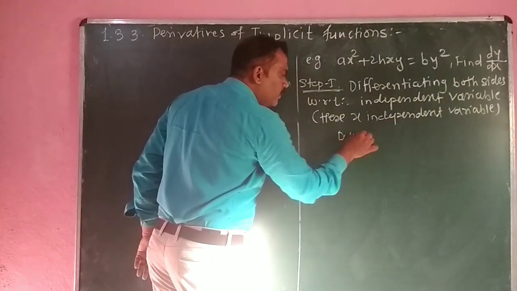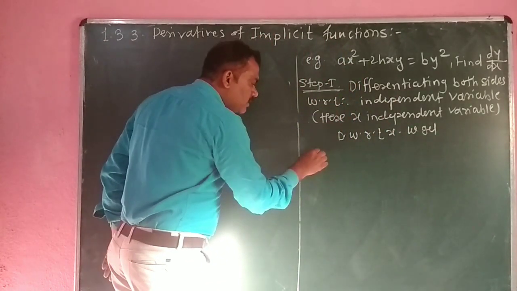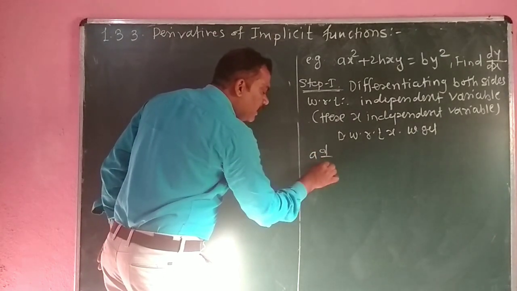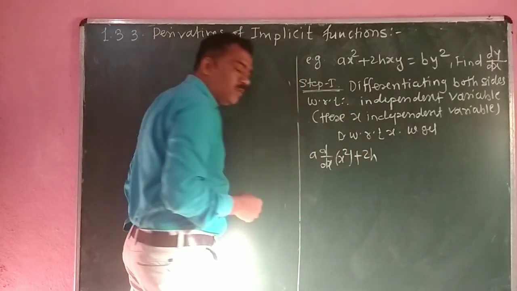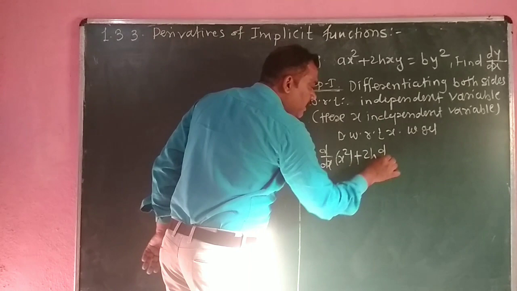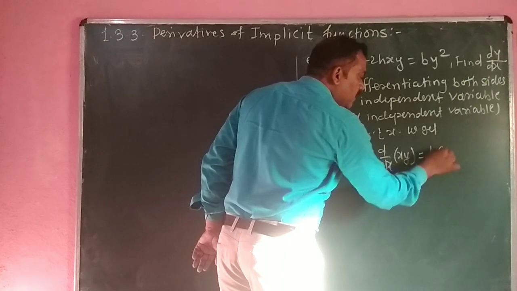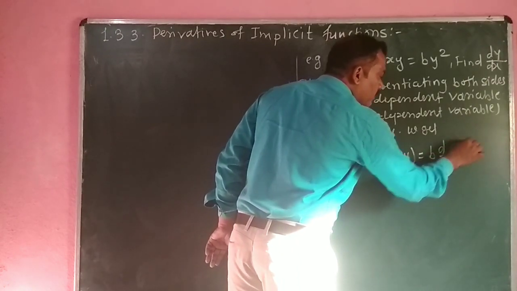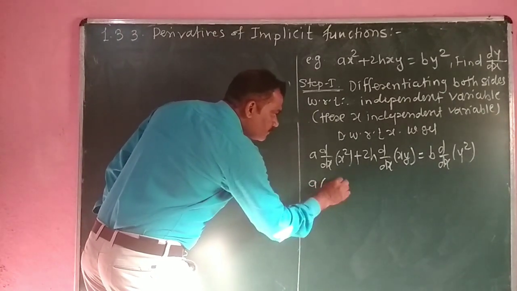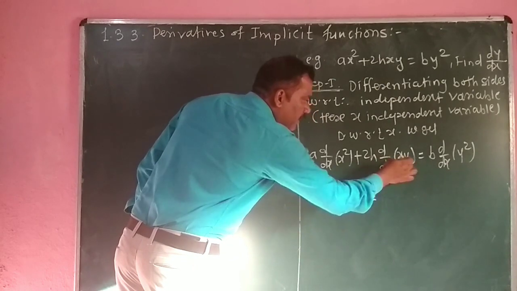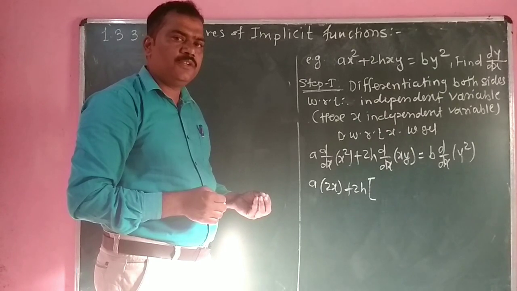So d by dx we get: a is a constant, so we take it outside the derivative, d dx of x square, plus 2h is also a constant, we take it outside, 2h into d dx of x into y, is equal to b is a constant, d dx of y square. Now what do we get? a into 2x plus 2h into, here x into y is a product of two variables, so we have to use the product rule.